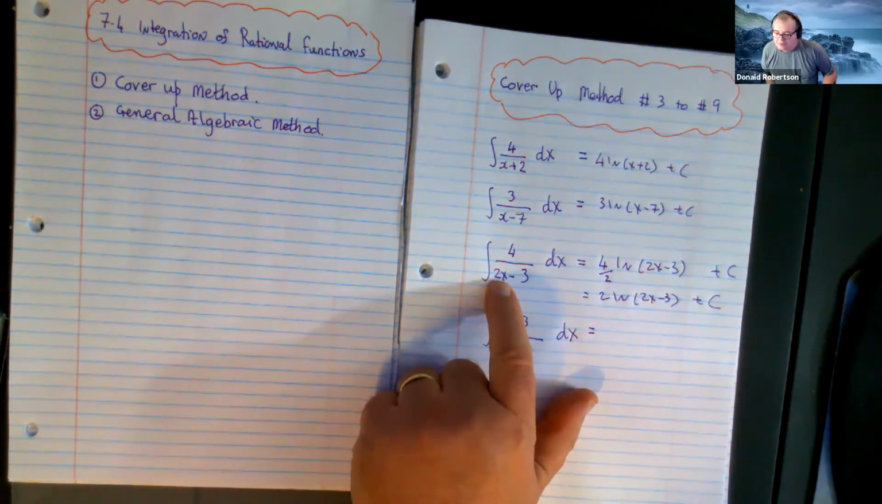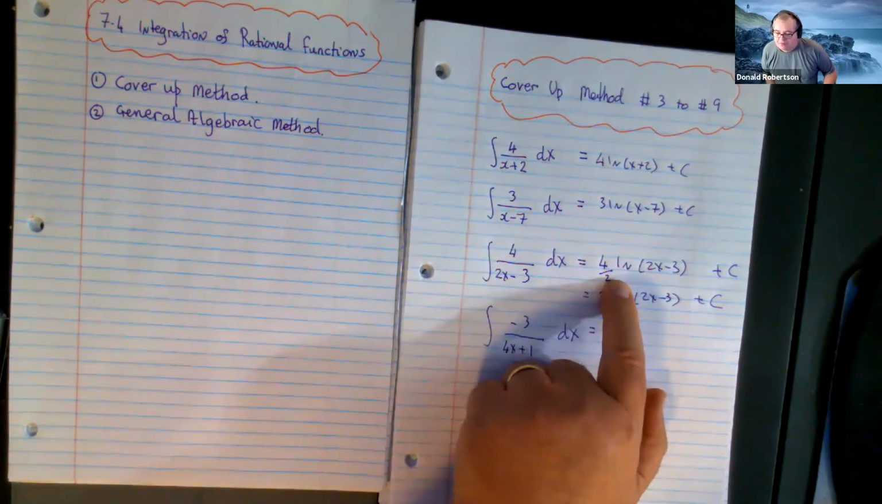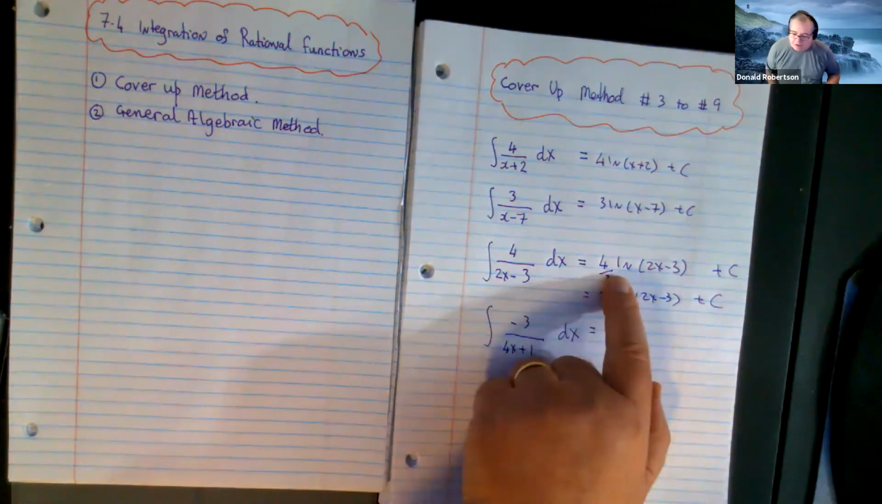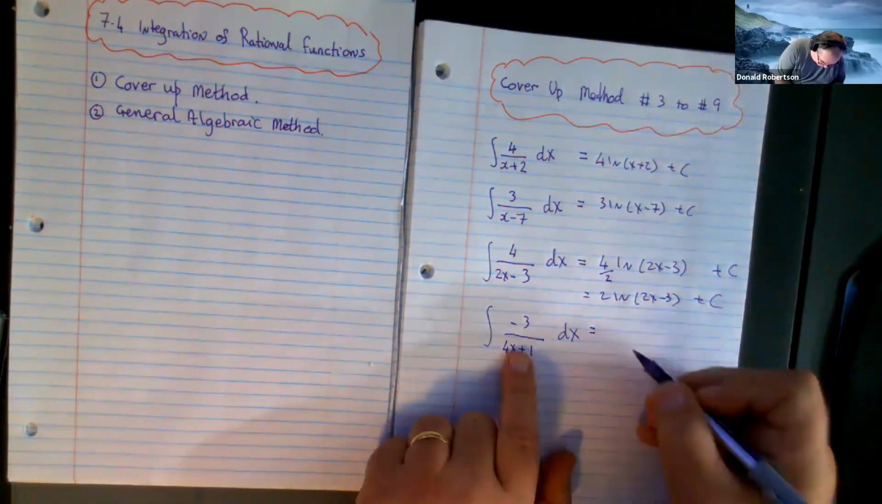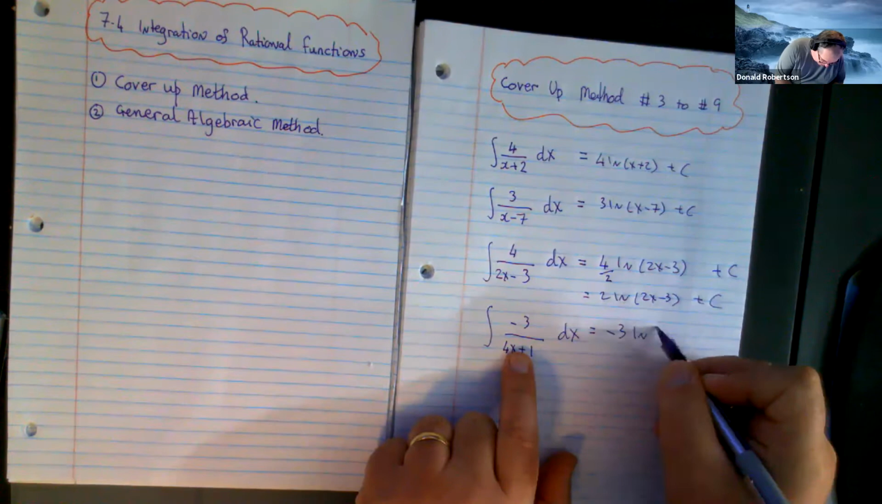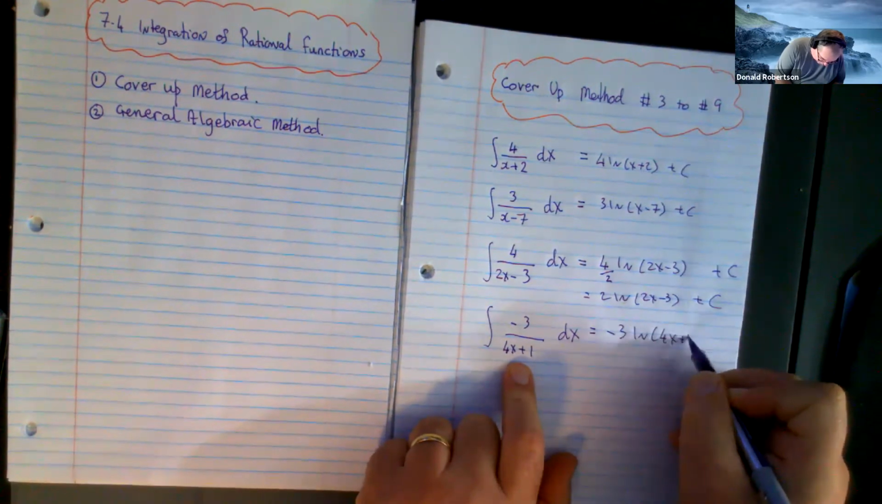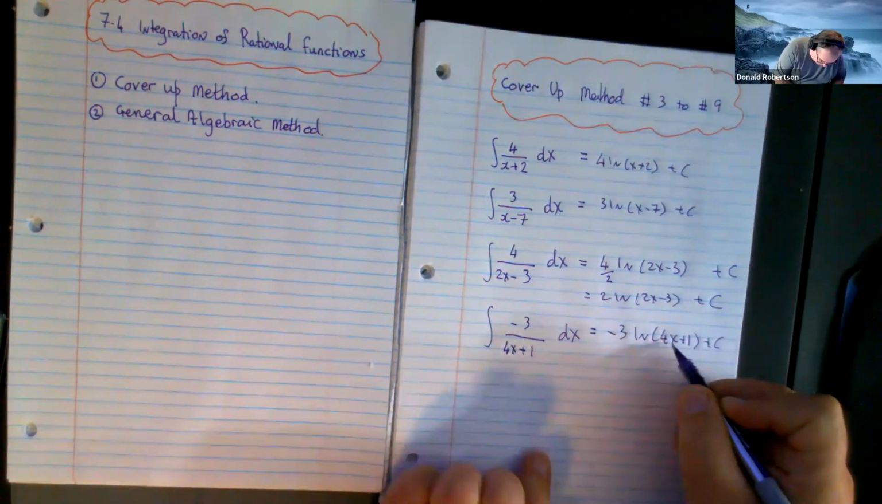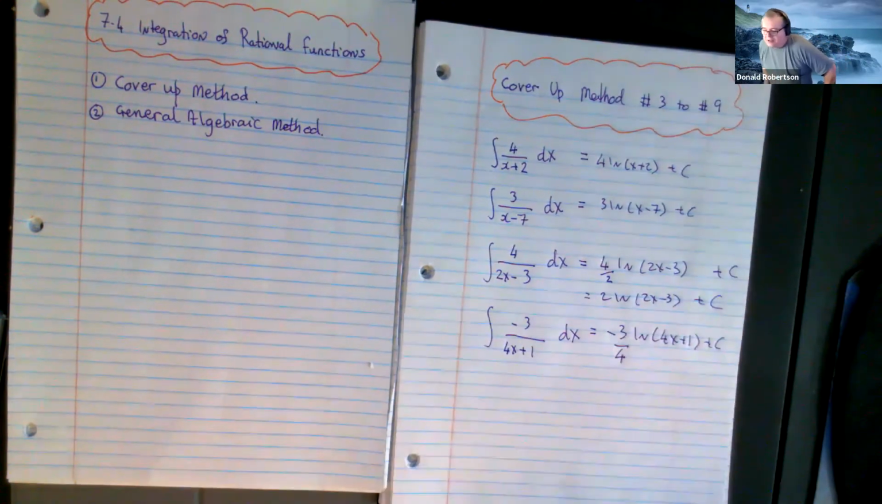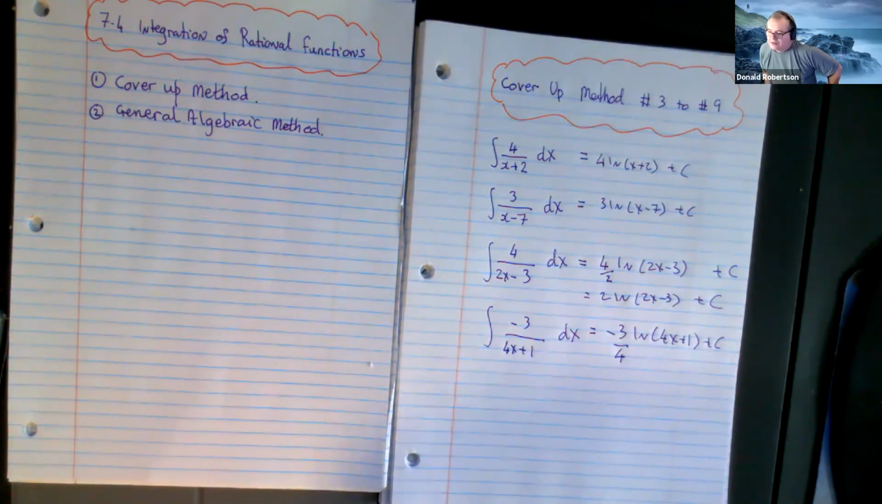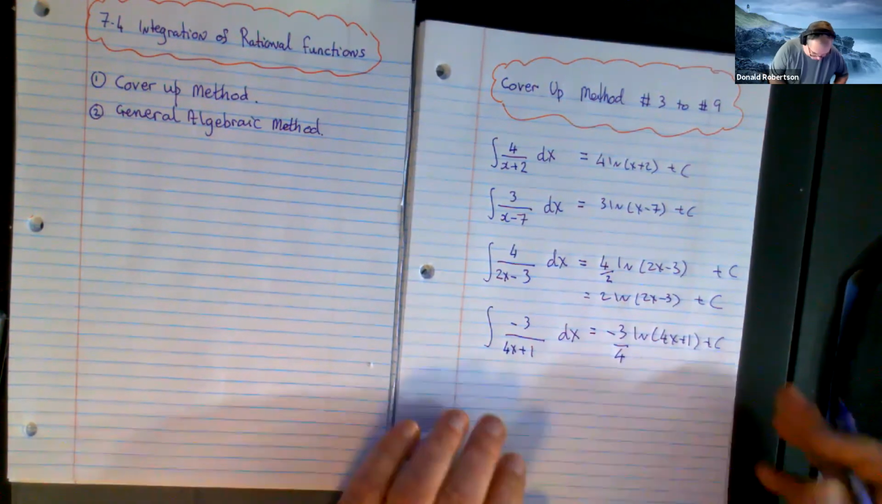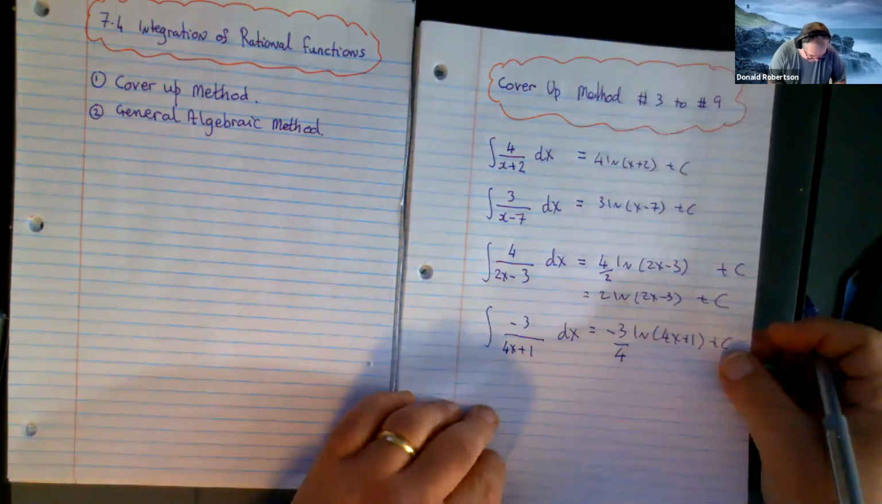If that was 5, we would have a 5 here, right? If that was 20, we'd have a 20 here. So when we do this one, it's not just -3 the log of 4x plus 1, but that 4 gets you that. Are you comfortable with that now? That you got to take account of the 2x or the 4x, whatever might be in your thing.